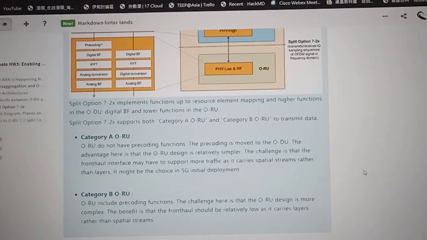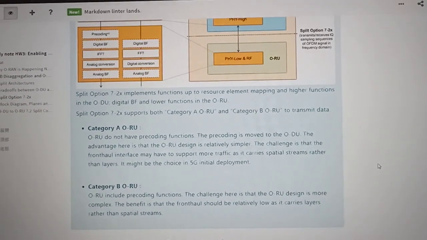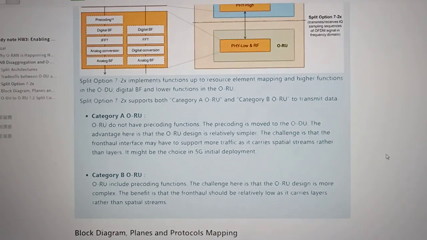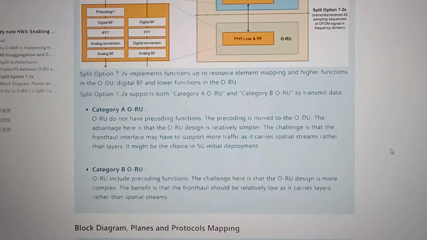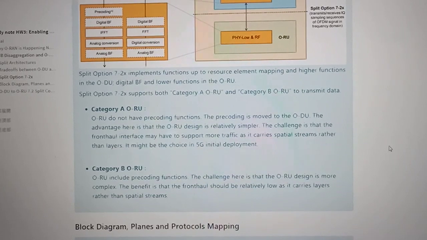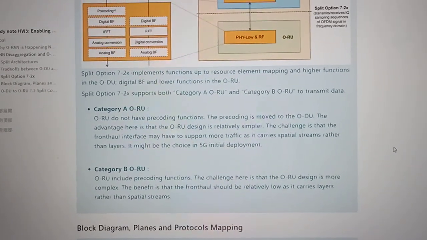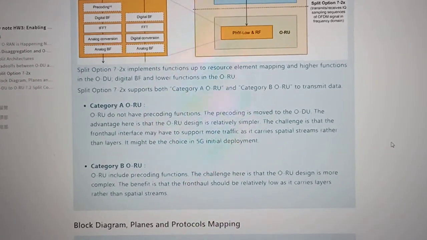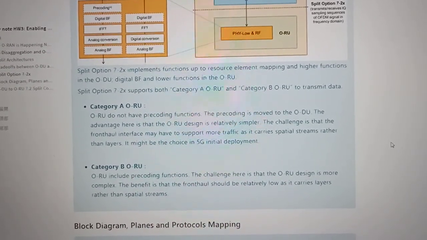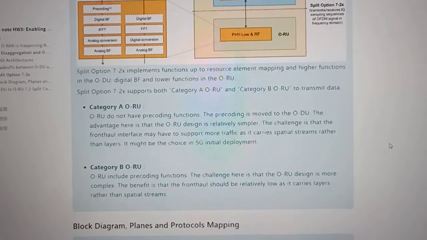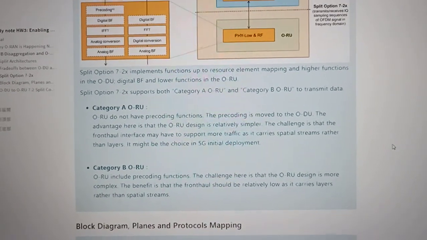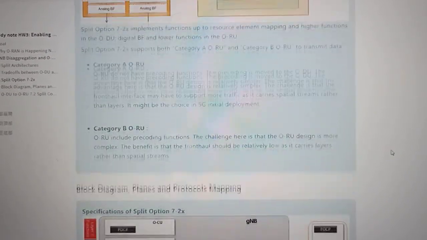And it also has other sub-options, like the category A O-RU or category B O-RU. The difference between these two is that the category A O-RU does not have precoding functions, but the category B O-RU has. So this is the main difference between them.